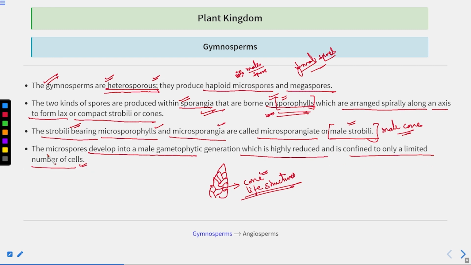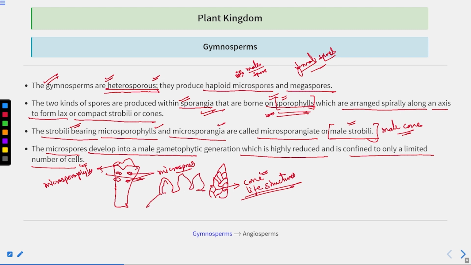If I draw one of the microsporangia in the case of cycas, you can see it like this. The microspores are like these, and this is the microsporophyll. If we cut the cross section, we can see the microsporophylls are attached like this. Inside these, microspores are present. And when this breaks down, the microspores are released out.